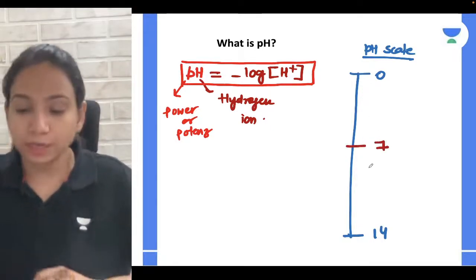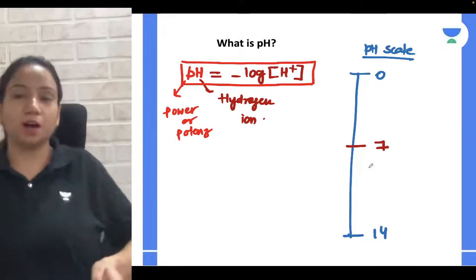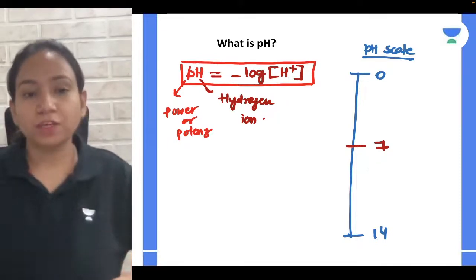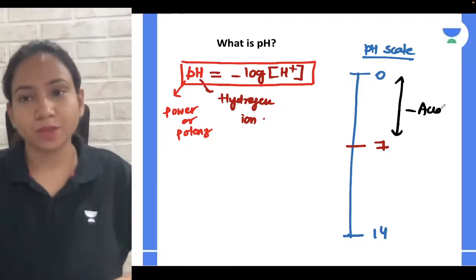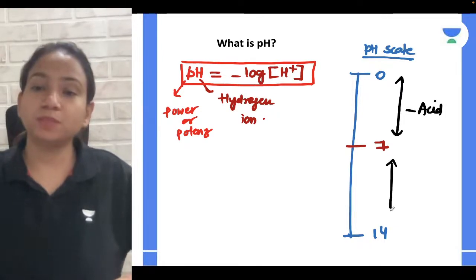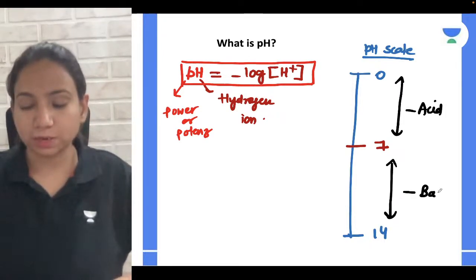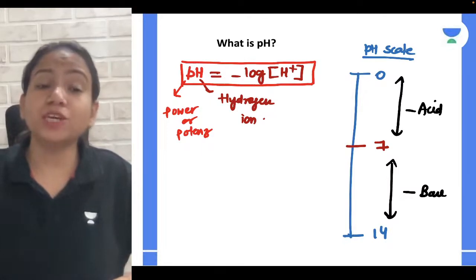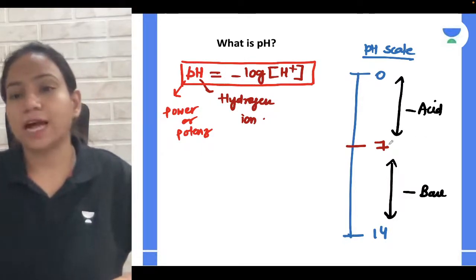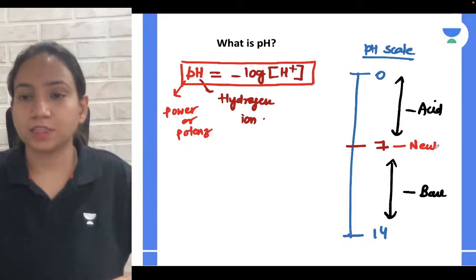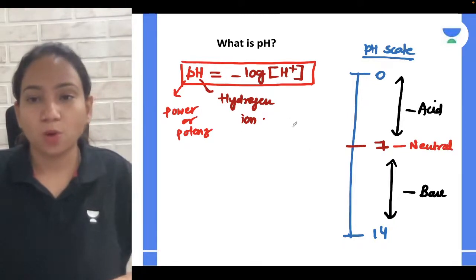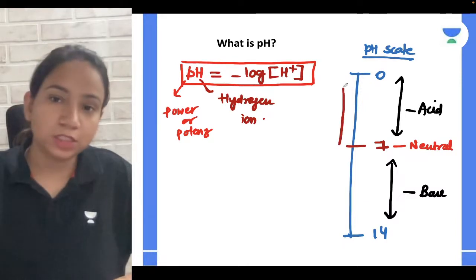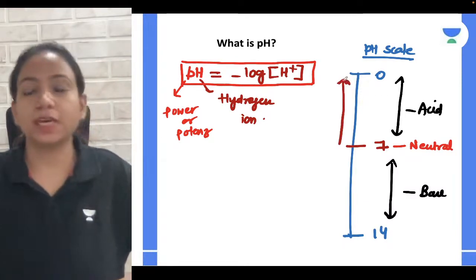So 0 to 14, in the middle, what comes, guys? 7 comes, right? So 0 to 7, if you get the pH value, which we'll be learning how to calculate, you will consider the substance as an acid. And if you get the pH from 7 to 14, you consider the substance as a base, and if you get the pH exactly 7, you consider that as neutral. Correct? Very good.